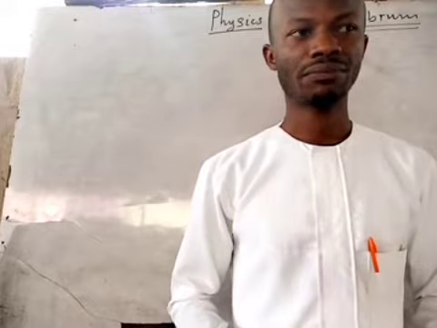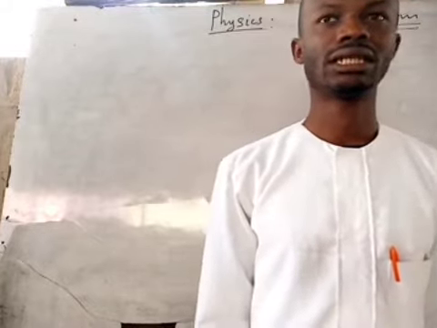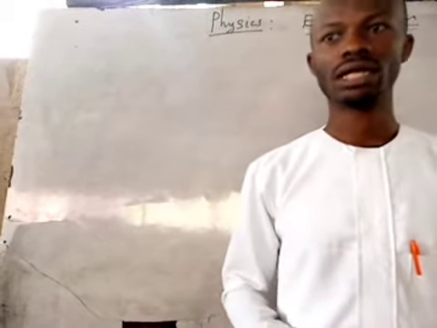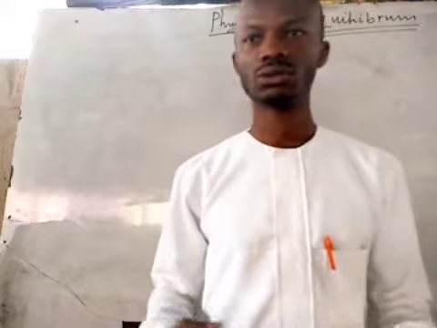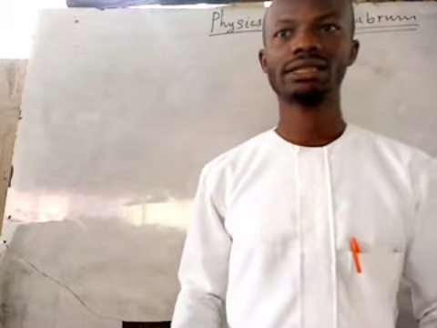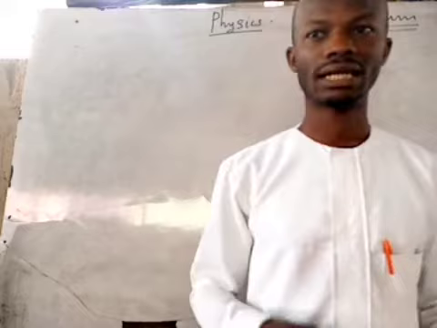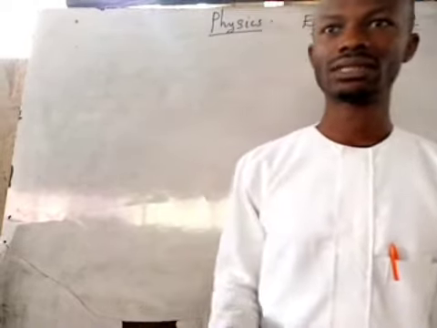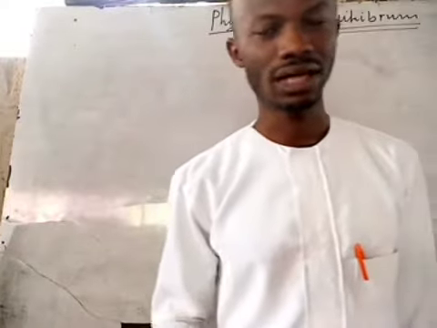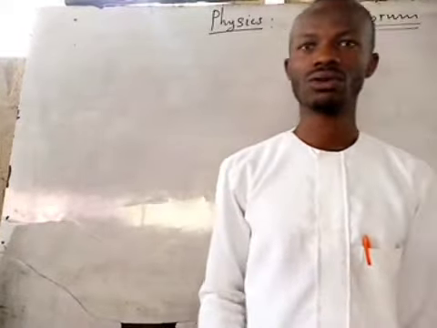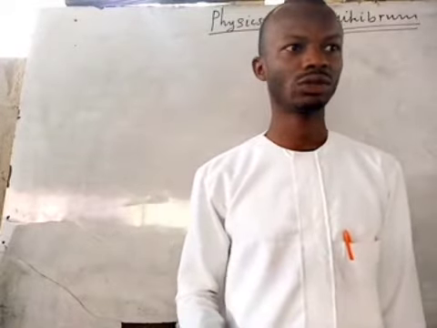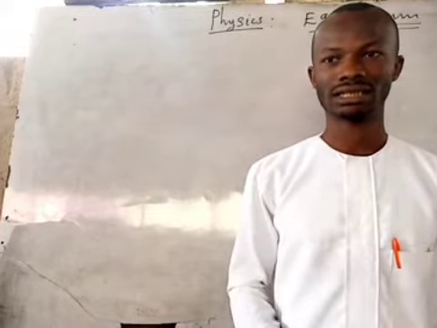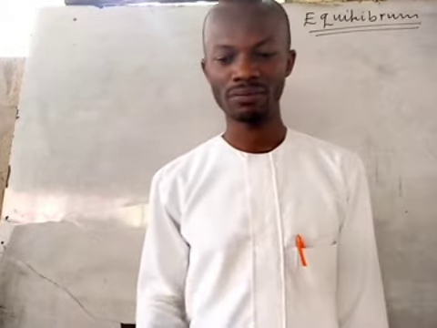Now, in our previous episode, we discussed the topic of equilibrium of rigid bodies. We saw that the equilibrium of a body can be categorized into two: static equilibrium and dynamic equilibrium. We explained the difference between static equilibrium and dynamic equilibrium. We also gave some basic conditions that must be satisfied for a body to be in equilibrium.